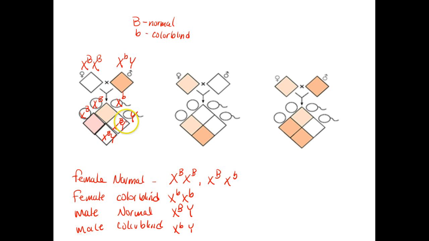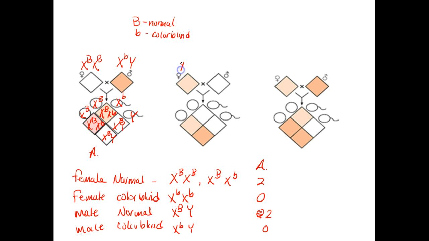So in this case, the males are normal, and the daughters are going to be carriers. Okay, so the phenotypic ratio, let's put letter A for this. The phenotypic ratio for A is 2 normal females, 0 colorblind, and 2 normal and 0 colorblind males.